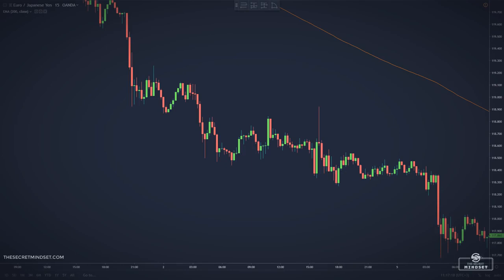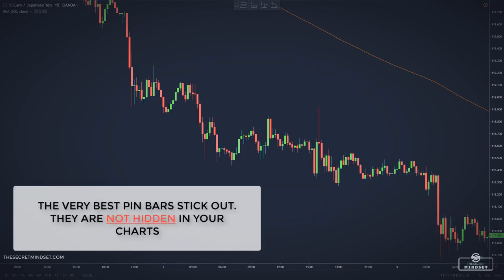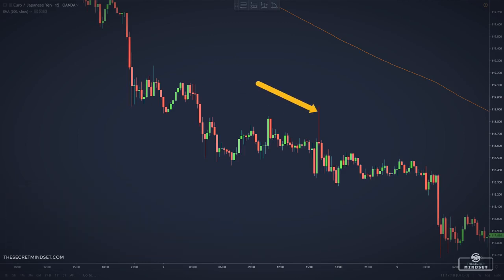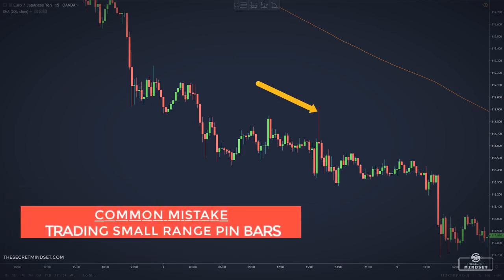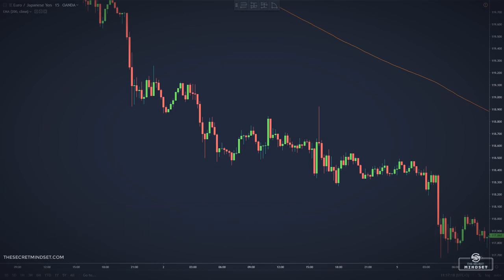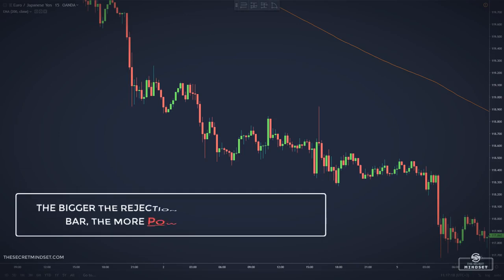And here's another important tip. The very best pin bars stick out. They are not hidden in your charts. A big misconception with new traders is that they want to find the smallest pin bars they can, because it will offer them the smallest stop and the biggest risk reward. This is completely wrong. The bigger the rejection and the bigger the pin bar, the more powerful the signal.